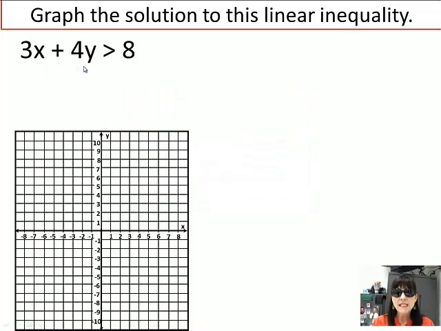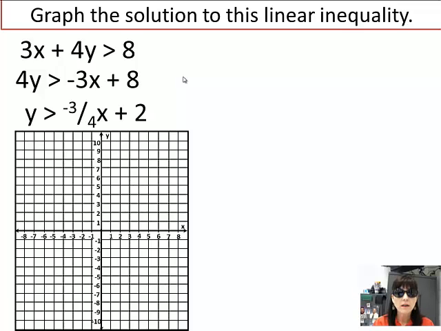We've got 3x plus 4y is greater than 8. Basically, all you have to do is isolate your y variable. How are you going to do that? Well, you're going to subtract 3x from both sides. You're left with 4y is greater than negative 3x plus 8, because this is the standard format. And then to isolate your y, you have to divide by 4. Divide both sides by 4. You end up with y is greater than negative 3/4 x plus 2. How are we going to graph this? See if you can figure it out on your own. Pause for a moment.